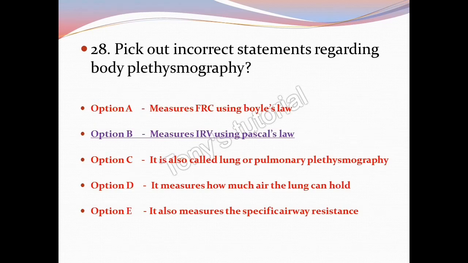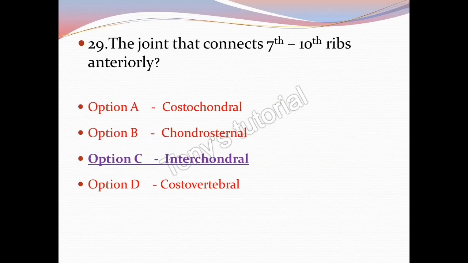And pick out the incorrect statement about body plethysmography. The option is option B, which says it does not measure inspiratory reserve volume; it measures functional residual volume. And always remember, in the thorax we use Boyle's law, which is an inverse relationship between pressure and volume, not Pascal's law. The joint that connects the 7th to 10th ribs, known as false ribs, is connected by costal cartilage. Therefore, that connection is known as the interchondral joint.